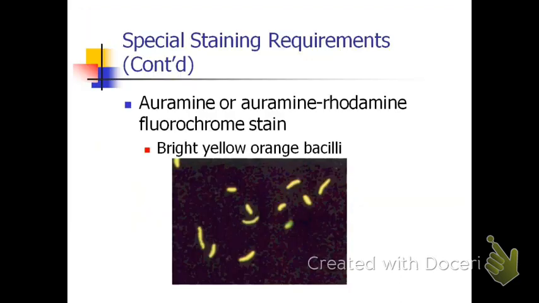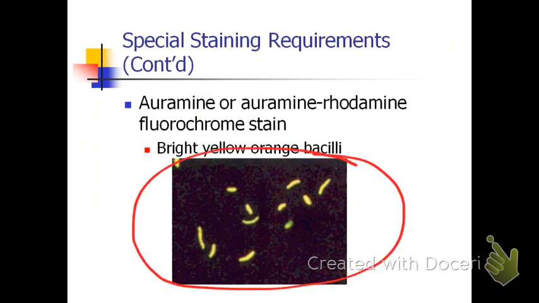Now, there is also a special stain for Mycobacterium. We call it the auramine, or the combination of the auramine rhodamine fluorochrome stain, wherein the organisms would have a bright yellow orange bacilli that will glow in the dark. So, if you are employing this type of stain, then it is advisable that you have a fluorescent microscope, because the organisms would be visualized under a UV lamp.